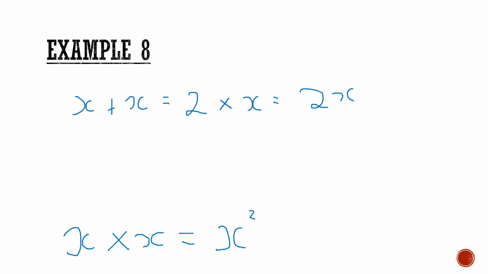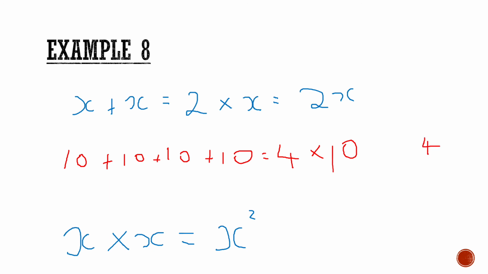Okay, so that is going to be that, guys. Okay, so when I'm adding, so if I have 10 plus 10 plus 10 plus 10, I'm going to have 4 lots of 10. Okay, so 4 lots of 10. It is not 10 to the power of 4. It's 4 lots of 10. And the answer would be 40. Okay, 10, 20, 30, 40.